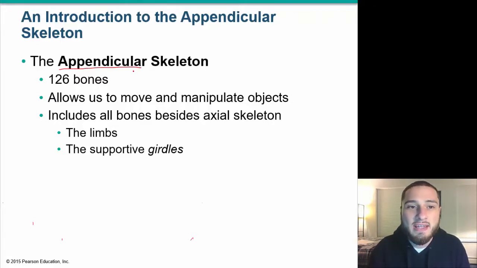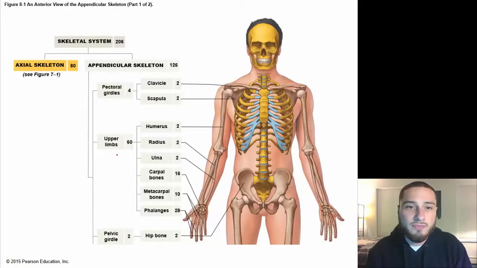So just like we had 80 bones make up our axial skeleton, we have 126 bones that make up the rest, which comes to 206 bones. It allows us to move and manipulate objects, our appendages, our arms, our legs, our hands, our feet. That allows us locomotion, being able to move, and also allows us to manipulate and move objects. It includes the limbs and the supportive pectoral and pelvic girdles.